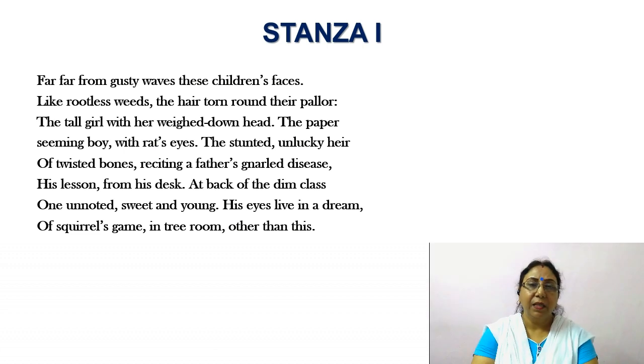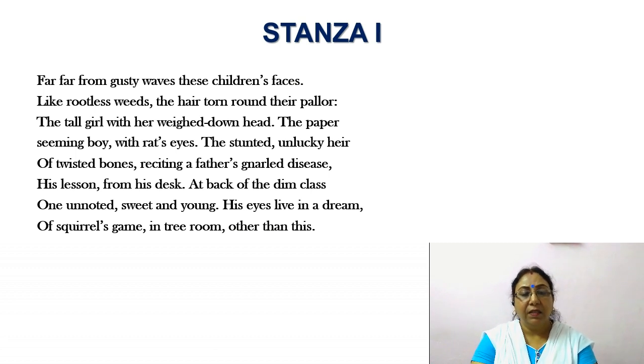Now let us understand the poem line by line and stanza wise. Far, far from the gusty waves, these children's faces, like rootless weeds, the hair torn round their pallor, the tall girl with her weighed down head, the paper-seeming boy with rat's eyes, the stunted, unlucky heir of twisted bones, reciting a father's gnarled disease, his lesson from his desk.